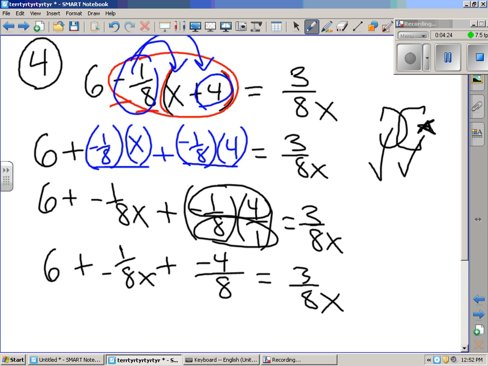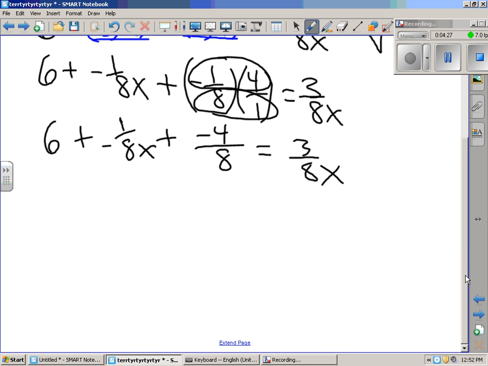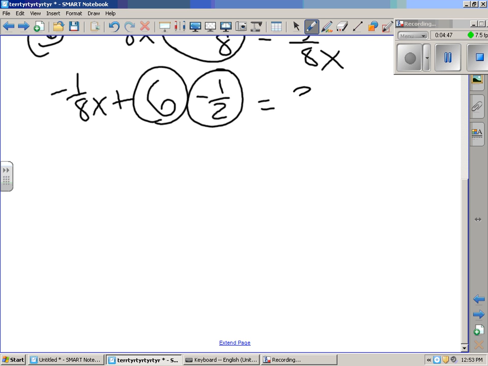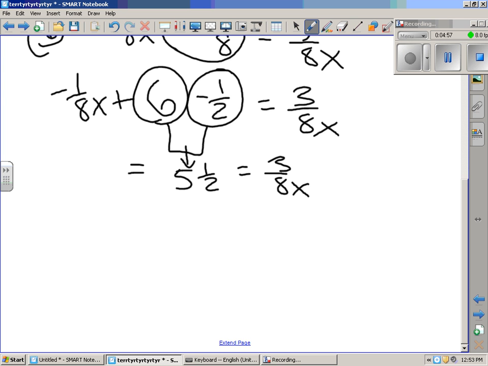Now we need to complete the collecting like terms portion. On the left side, we can combine the negative 4/8 and the 6. So the negative 4/8 really equals negative 1/2. So it's like taking 6 and subtracting 1/2. So we are going to be left with 5 1/2. Oops, I didn't mean to put an equal sign there.